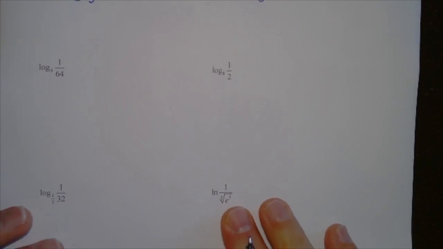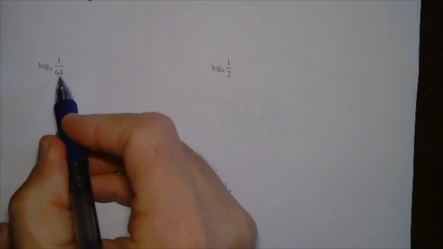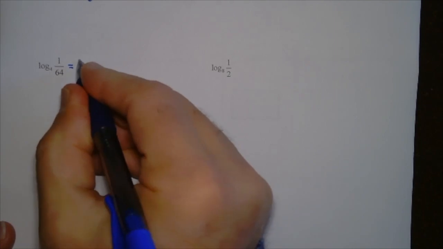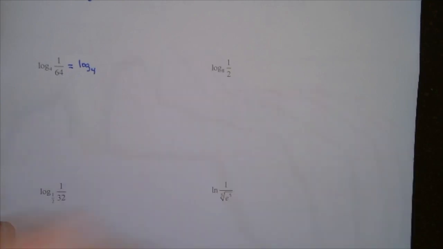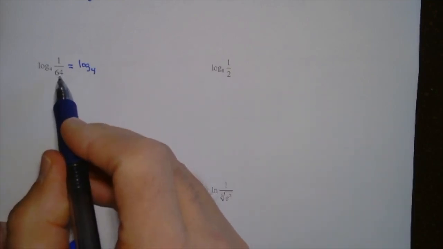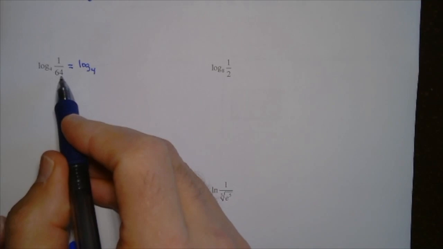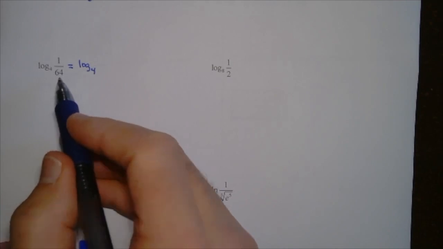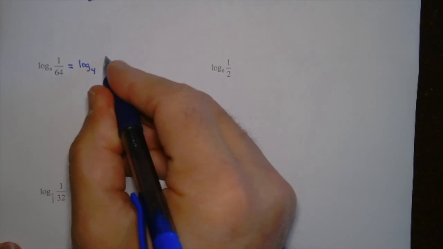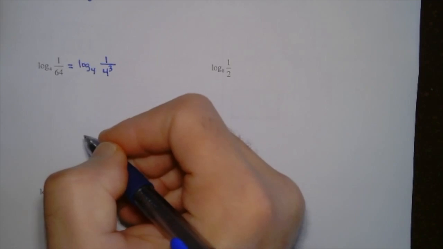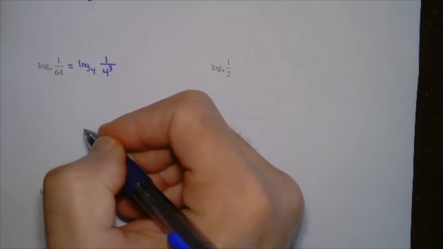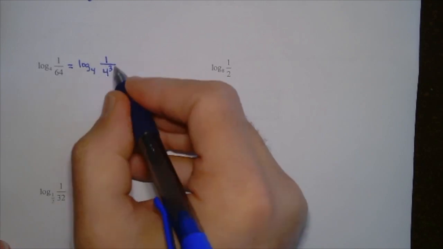All right, so this next one is log base 4 of 1 over 64. Okay? So we want to rewrite this log base 4, and I want to rewrite this as 4 to a power. So how am I going to do that? Okay, so 64, if you think about it, 4 times 4 is 16, and then 16 times 4 is also 64, right? So we can rewrite this as 1 over 4 to the 3rd power, because 4 times 4 is 16, and then 16 times 4 is 64.